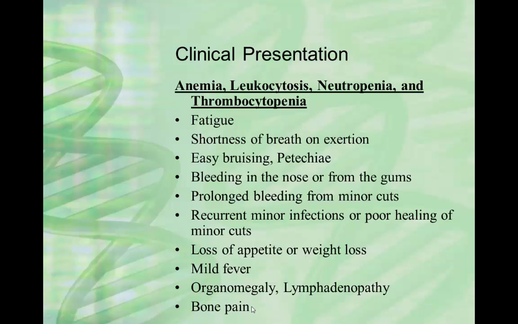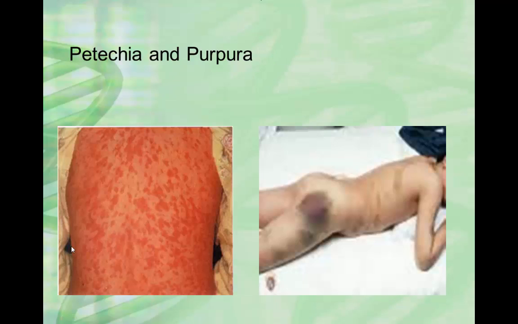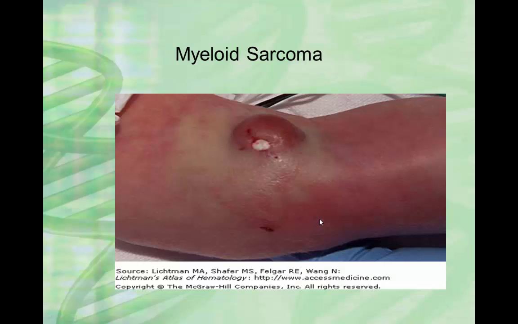In addition, the infiltrates in bones produce bone pain. Patients could present with gingival infiltration, so the infiltration of myelocytes could occur at the level of the bone marrow, the secondary lymphoid organs, and extramedullary as well. Patients could present with petechiae or purpura as a sign of thrombocytopenia. In addition, patients could have infiltration of immature myeloid cells at the level of the bone, producing a tumor.